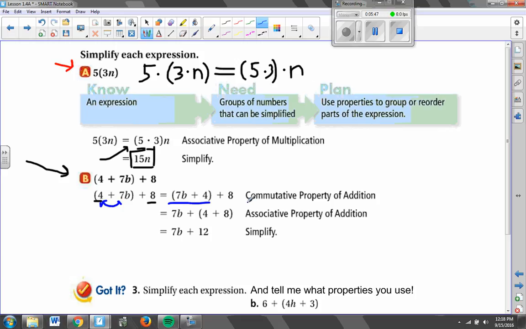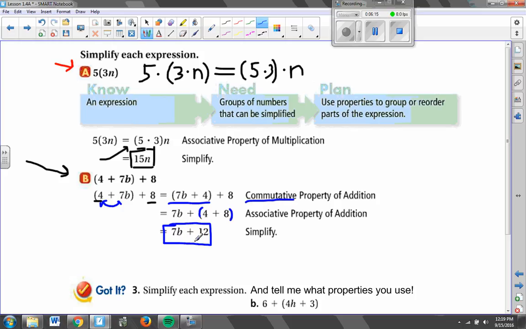So after we use the commutative property to flip them around, now we move the parentheses over to around the 4 and the 8 using the associative property. Okay? And then once we have 4 and 8 in parentheses, we can add those together, certainly, because neither one of them has a variable on it. So 4 plus 8 gives us 12, and our answer is 7b plus 12, which we cannot simplify anymore because one is a b and one does not.